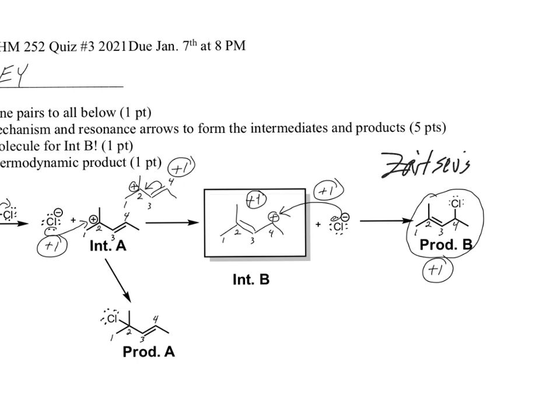Zaitsev, right? So this is the most stable product, but it came from a less stable intermediate, right? So this product A is actually the kinetic product because it comes from the more stable intermediate. Thermodynamics only looks at the stability of the products. Kinetics looks at the activation energies. This would be easier to make, have a lower activation energy because it's a more stable intermediate, so it leads to this product, even though this product is not the most stable. Intermediate B is a less stable intermediate, but it leads to a more stable product.